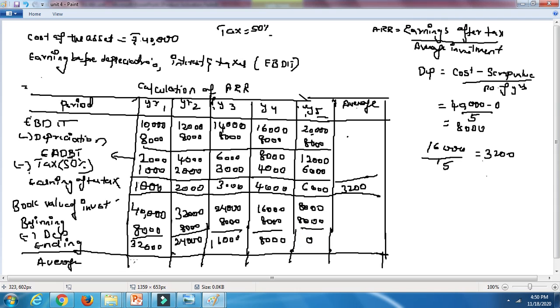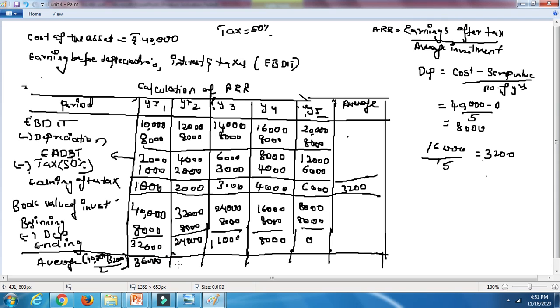So now you need to take out the average. Average of beginning 40,000 plus 32,000. Remember how we are going to take. I am just writing down the sample. I'm going to write down this sample for first year: 40,000 plus 32,000 divided by 2. How much will be remaining? 72,000 divided by 2, it will be 36,000.